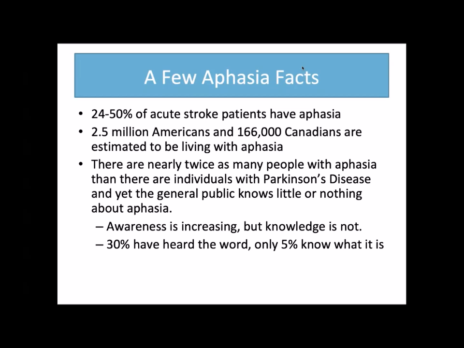Current estimates suspect that 2.5 million Americans and about 166,000 Canadians are living with aphasia. And this is nearly twice as many people as there are people with Parkinson's disease. But everybody's heard about Parkinson's, and yet the general public knows very little or nothing about aphasia. So there have been a lot of efforts to increase aphasia awareness, and that is working, because 30% of the population, roughly, has heard the word aphasia. That means 70% of the population has not even heard the word.